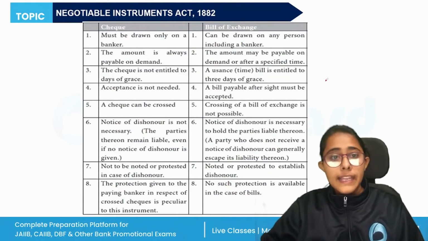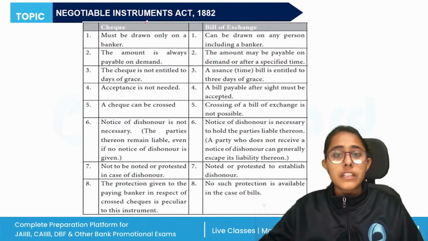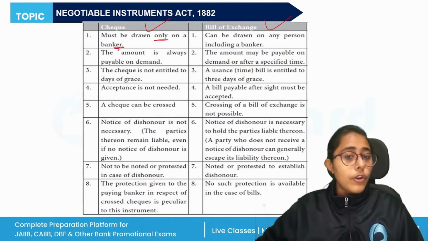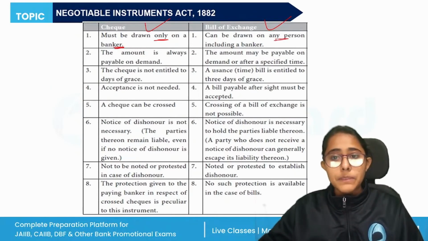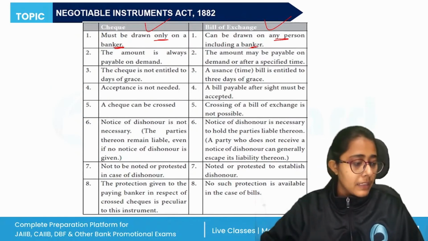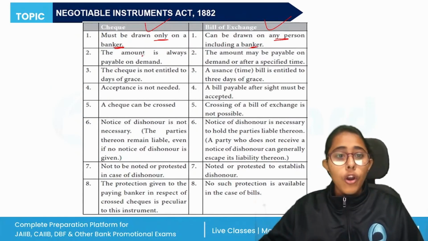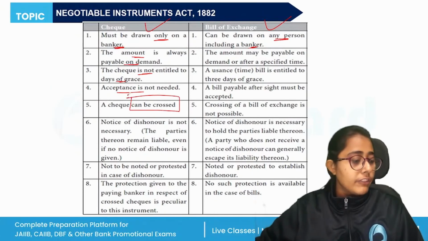Then we also have the difference between a check and a bill of exchange. Check can be drawn only on a banker. But the bill of exchange can be drawn on any person, including a banker. Check is drawn only on a banker, right? The amount is always payable on demand in a check, and check is not entitled to the days of grace. Here, acceptance is not needed, and check can be crossed if required.